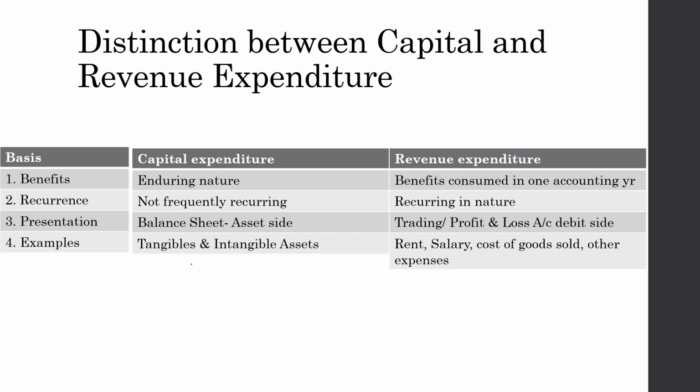Finally, examples. For capital expenditures, when you purchase some tangible or intangible assets, or you enhance the capability of your existing tangible assets, those are in the nature of capital expenditure. Whereas revenue expenditure is normally in the nature of rent, salary, cost of goods sold, like your carriage inward, freight inward, custom duties, and all other expenses that you regularly incur so that you can generate revenue. That type of expenditure you can put under revenue expenditure. So I hope with this explanation in tabular form, the distinction between capital and revenue expenditure is very clear to you, because these concepts are the basics which have to be understood for further studies.